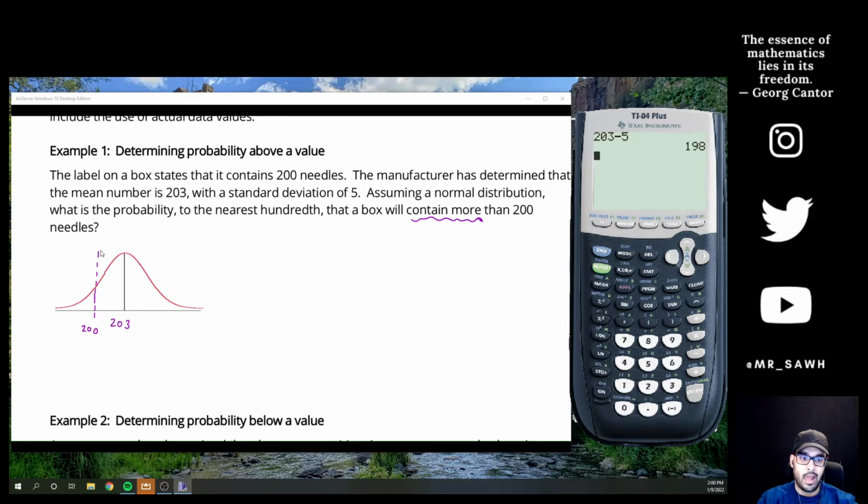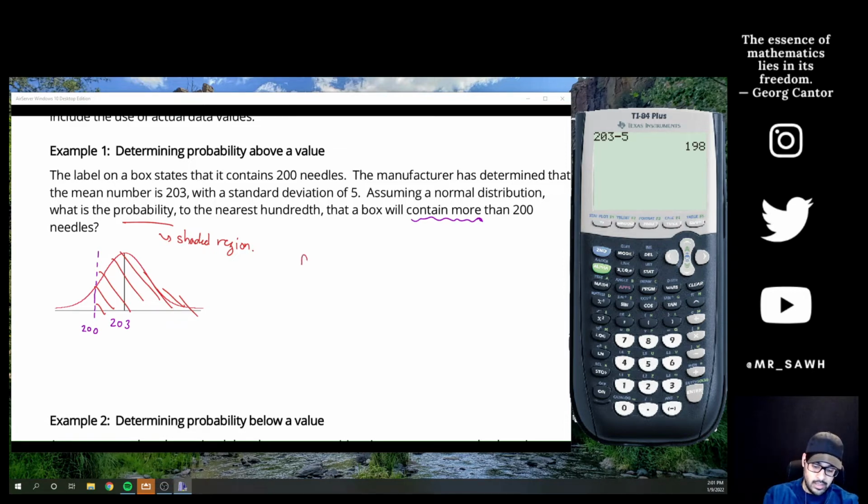So if I think about how that 200 really splits up this curve, well, if I have a value on the left of 200, I have a box that has less than 200 needles. But if I have a value at anything that's on the right of it, I've now got a box that has more than 200. So I'm really looking for the probability, in other words, the shaded region, that should show me a box that has more than 200 needles. So I've shaded the region that I want. Now it's a matter of going to find it.